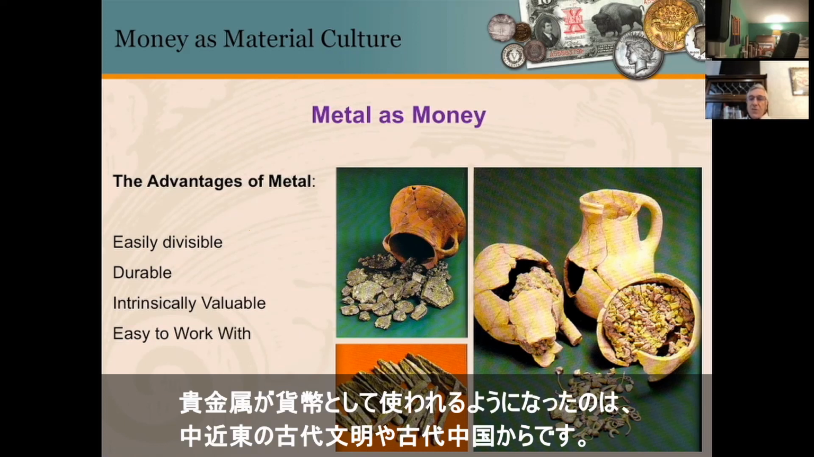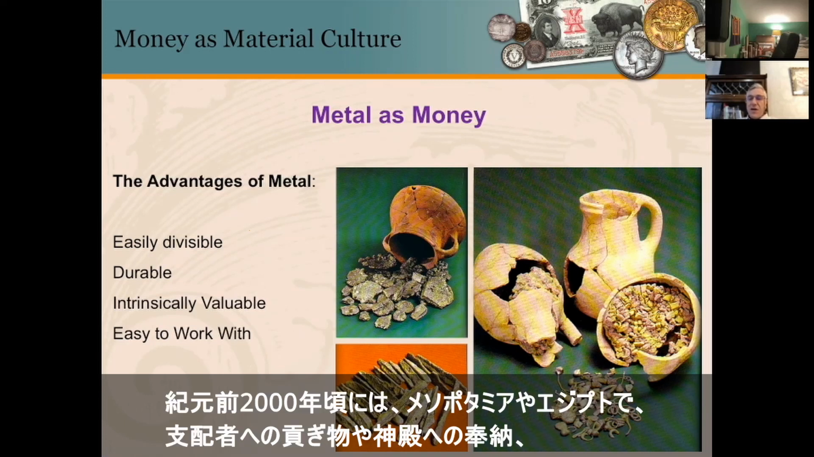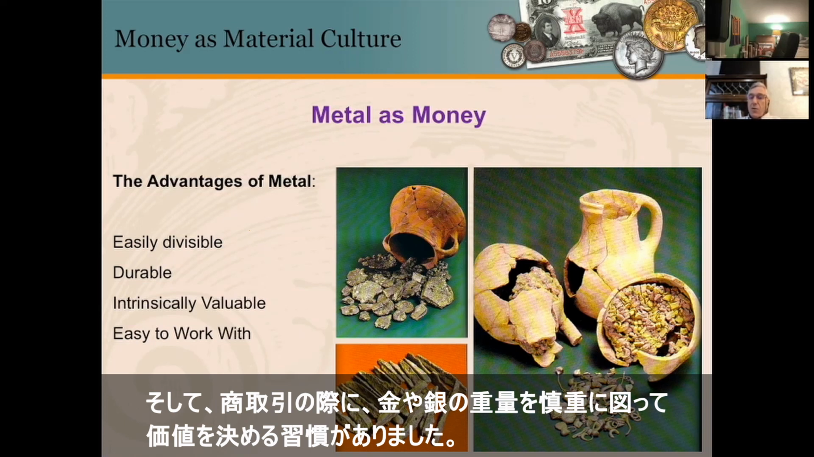The use of precious metals as money began with the ancient civilizations of the Near East and China. As early as 2000 BC in both Mesopotamia and Egypt, there emerged the practice of carefully weighing pieces of gold and silver to determine their value, in paying tribute to local rulers, placing offerings at sacred temples, and in performing business transactions.